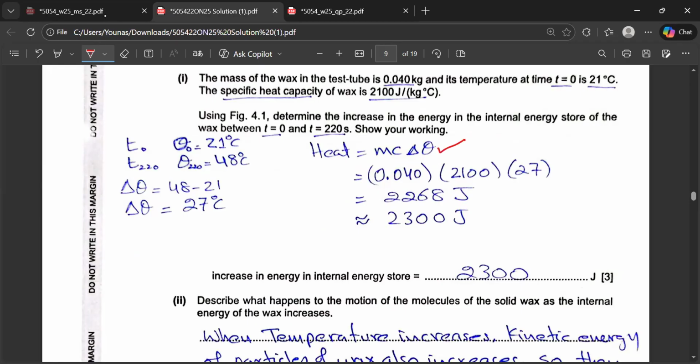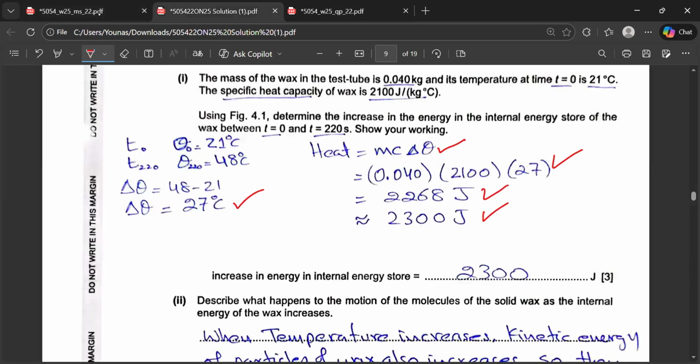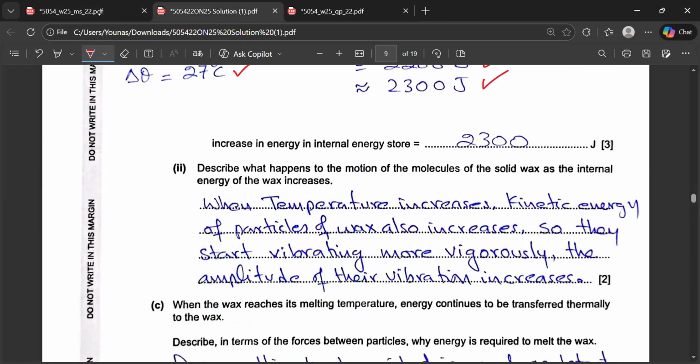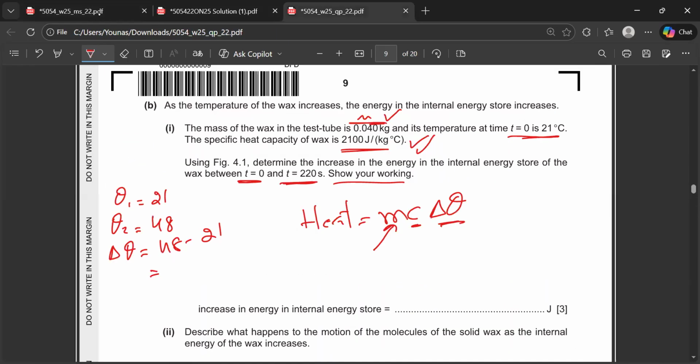So here we have 0.040 multiplied by 2100 multiplied by 27, and this is 2268 joules, which is approximately 2300 joules. 2300 joules is the right answer, sir. The marking scheme is showing up on your screen. So this is how you do this question, and I hope you understand this. Okay, so let's go to the next part.